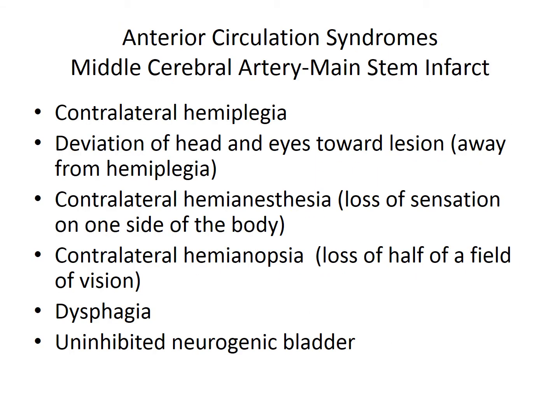If the injury in the middle cerebral artery is in that main stem, you have a main stem infarct or a main stem stroke, you would expect to see contralateral hemiplegia. You would see deviation of the head and eyes toward the lesion, which would be away from the hemiplegia. You would see contralateral hemianesthesia, which is loss of sensation on one side of the body. You would also see contralateral hemianopsia, which is loss of half of a field of vision. You would expect to see dysphagia and an uninhibited neurogenic bladder.